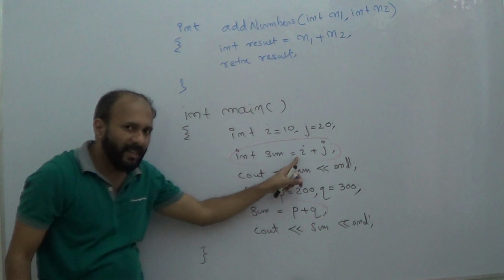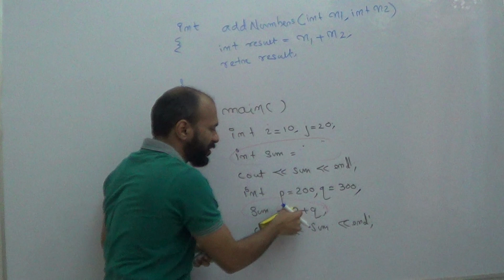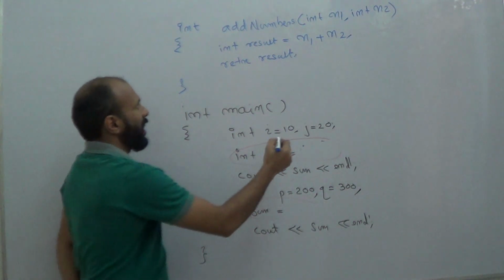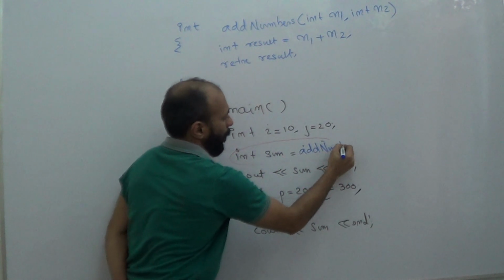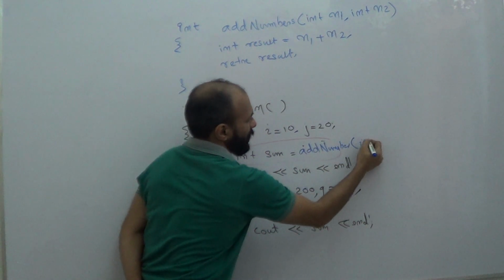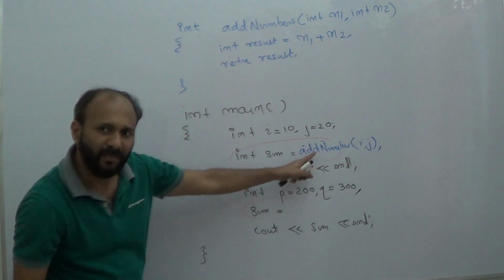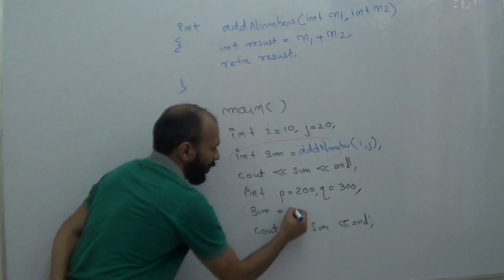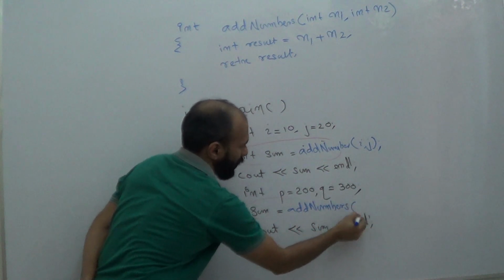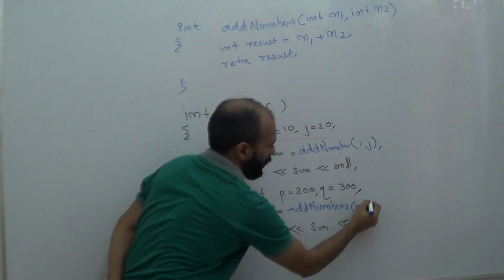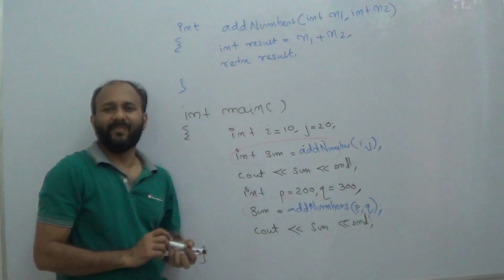Now instead of writing here like this, we can just replace this line with the function call. Here I am writing add numbers i comma j. Here again in this line also I am replacing with the help of this function call. Here I am writing add numbers p comma q. Now we can see how this function is working.